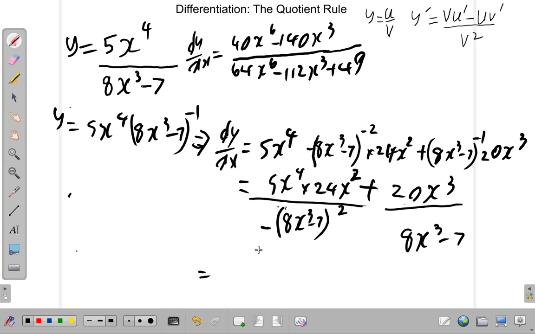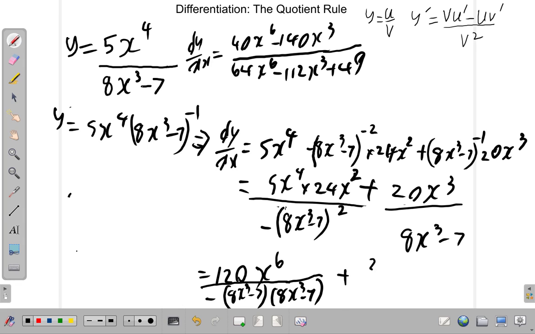Alright, so then what you have now is 5 by 24. 5 by 24 is 120. 5 times 20 is 100. This is 120x to the 6 over, and then all of this will be squared, negative 8x cubed minus 7 by 8x cubed minus 7, plus 20x cubed over 8x cubed minus 7, right?